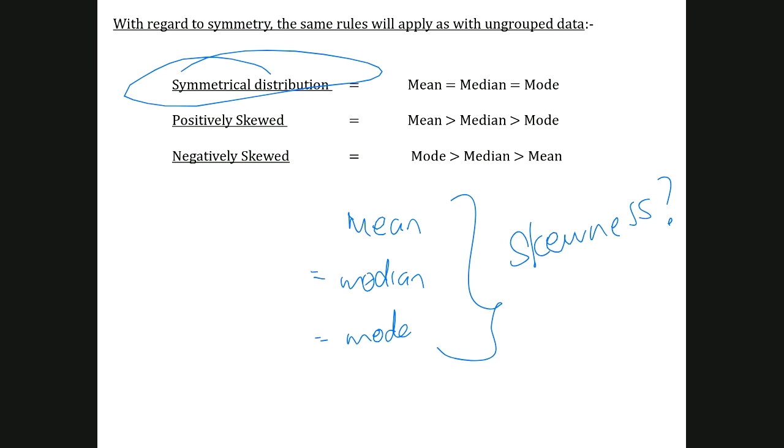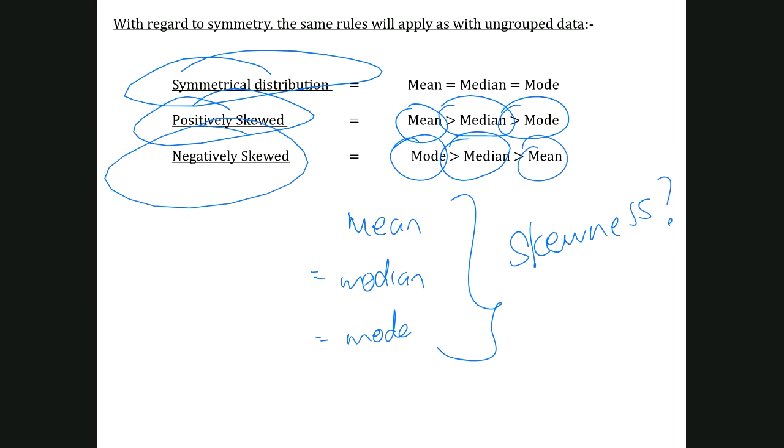When the mean is the greatest value and it's greater than the median and the mode, it's a positively skewed data set. And when the mode is the greatest value and it's bigger than the median and the mean, it's a negatively skewed data set.